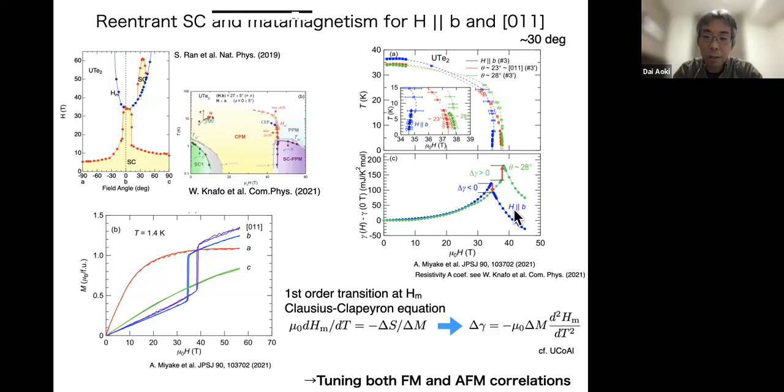When the field is applied along the b-axis, the gamma value drops at HM. On the other hand, when the field is applied along 30 degrees, the gamma value jumps positively. So this enhancement is maybe important to show the reentrant superconductivity. And this different behavior may be due to two interactions, namely the ferromagnetic interaction and the antiferromagnetic interaction, playing an important role. And the field direction is tuning these two correlations.